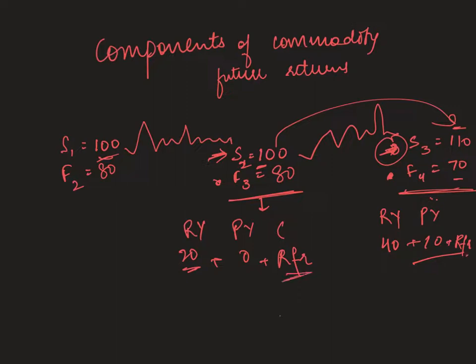So the logic behind this RFR is that whatever the collateral or margin that you are posting, you won't post it in terms of pure cash or something like that. You will post it in treasury bonds or something that would provide you risk-free return, and which is why you'll earn that amount as well.